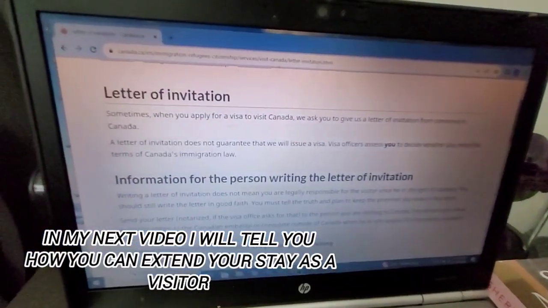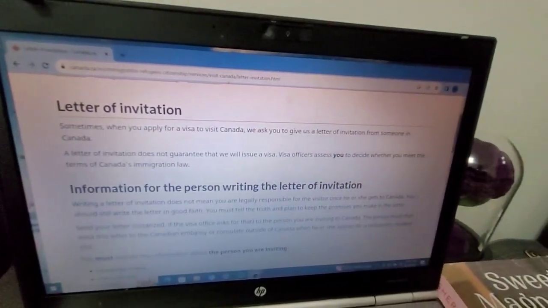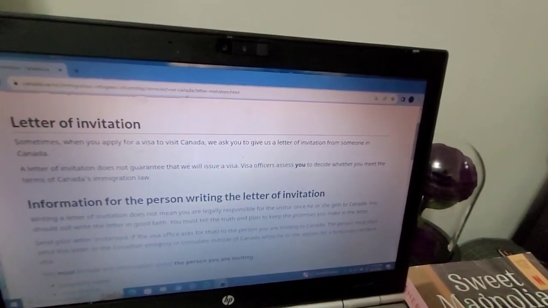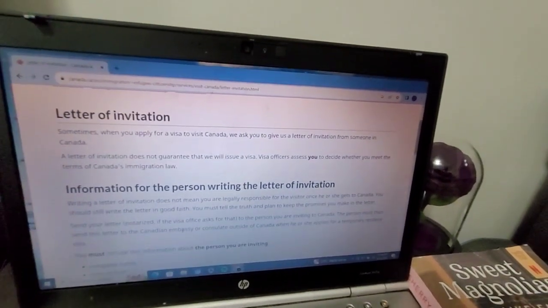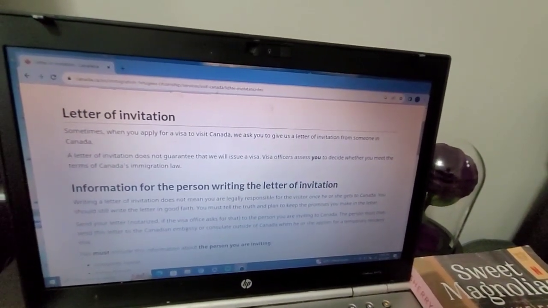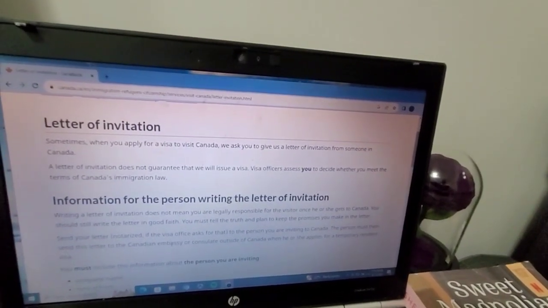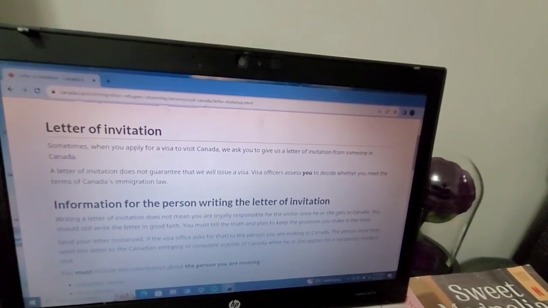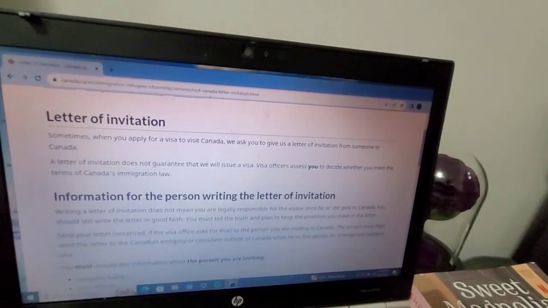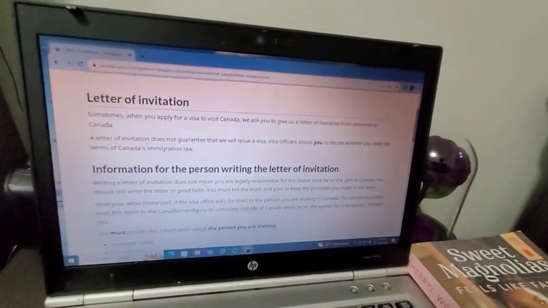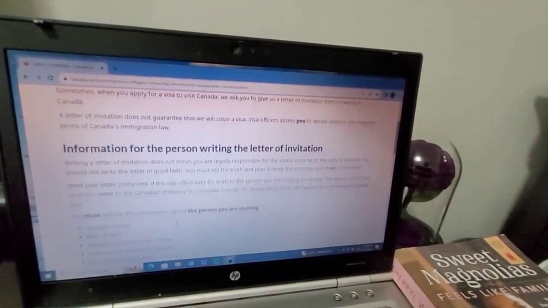So sometimes when you apply for a visa to visit Canada, we ask you to give us a letter of invitation from someone in Canada. A letter of invitation does not guarantee that we will issue a visa. Visa officers assess you to decide whether you meet the terms of Canada's immigration law. Information for persons writing the invitation letter.